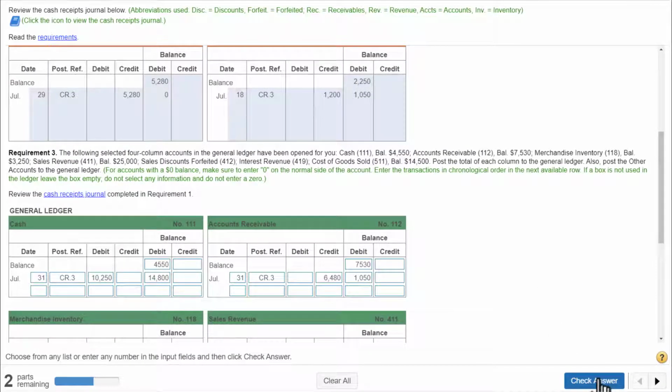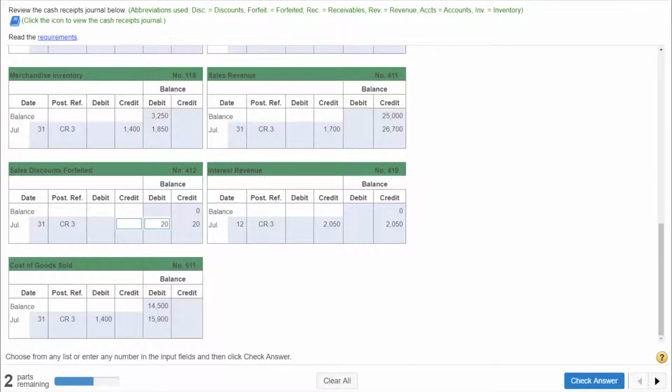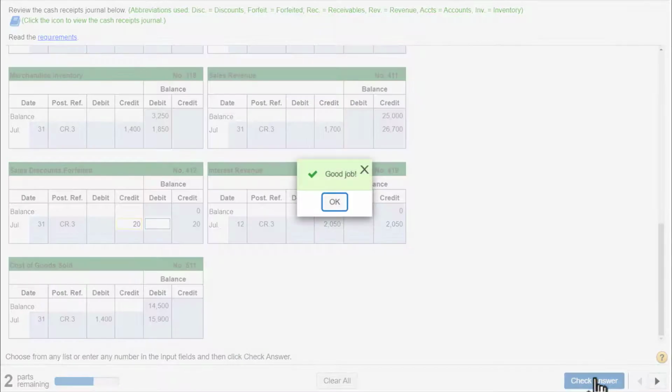Check our answer. One or more of the responses is incorrect. Oh, duh, I see what I did wrong. I was in too much of a hurry, and this should have been posted over here as a credit. Hopefully you caught that and didn't make the same mistake I did.